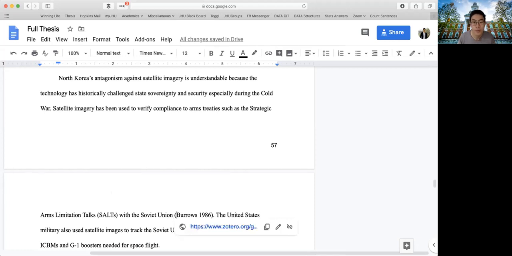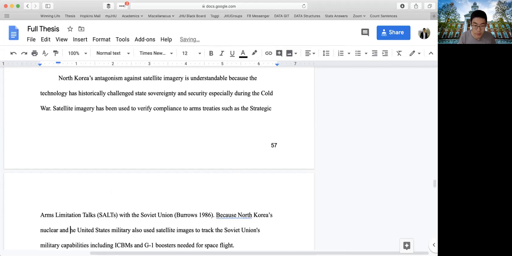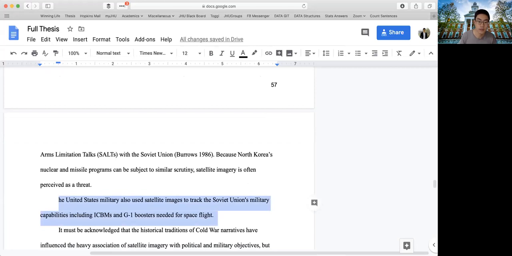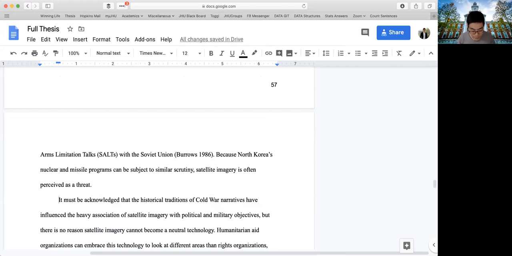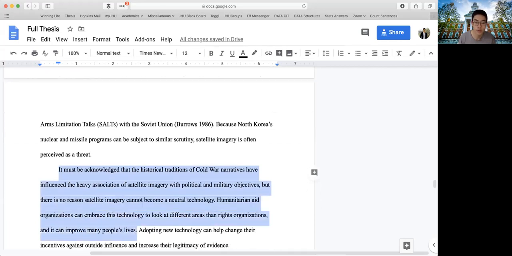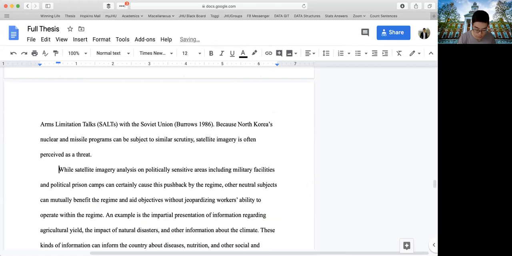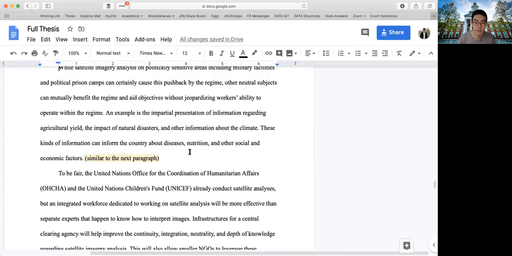Because North Korea's nuclear and missile programs can be subject to similar scrutiny, satellite imagery is often perceived as a threat. Then I'm going to take out the next sentence. Perfect. Now, the next two huge sentences I will be completely destroying. I know it's radical, but I'm destroying it. And then I'm going to put this last sentence in at the very end of the next paragraph that I moved way back. Perfect.